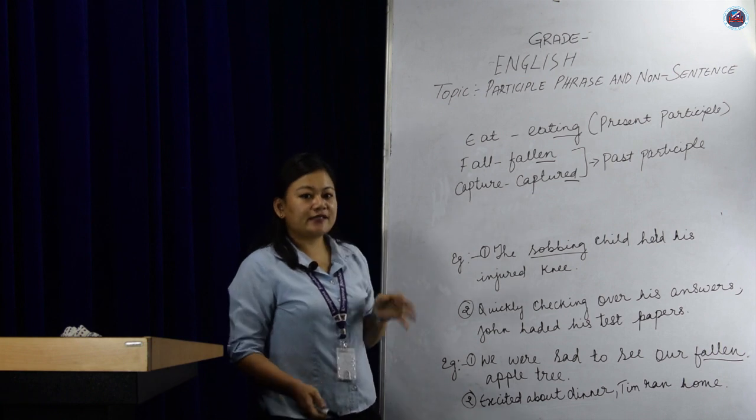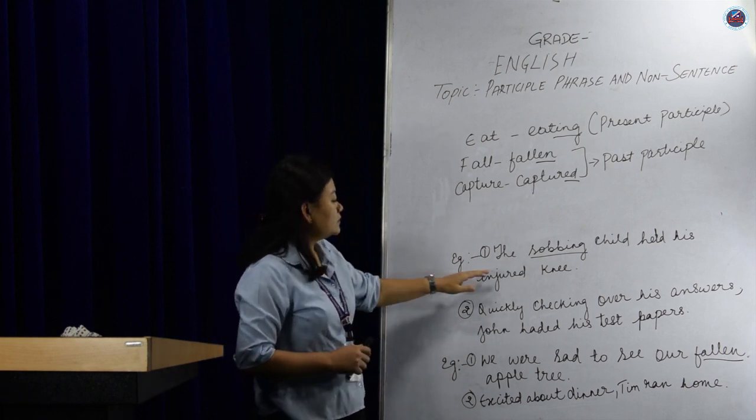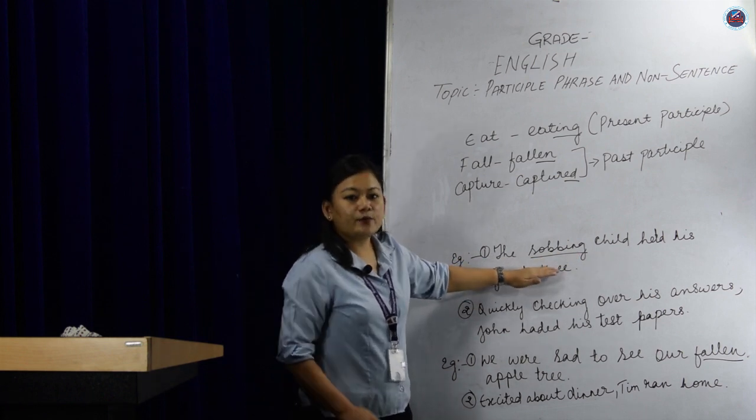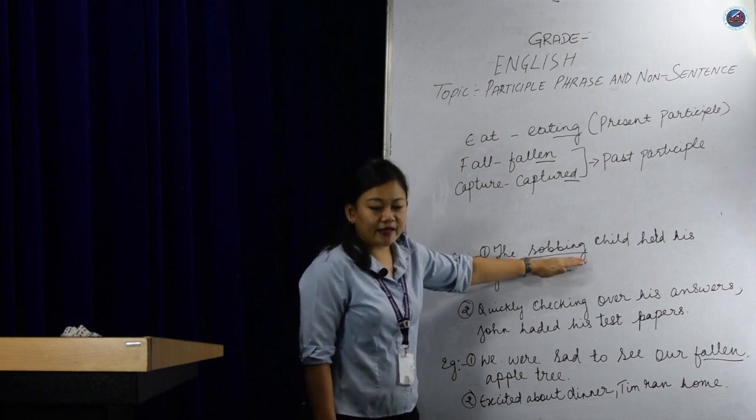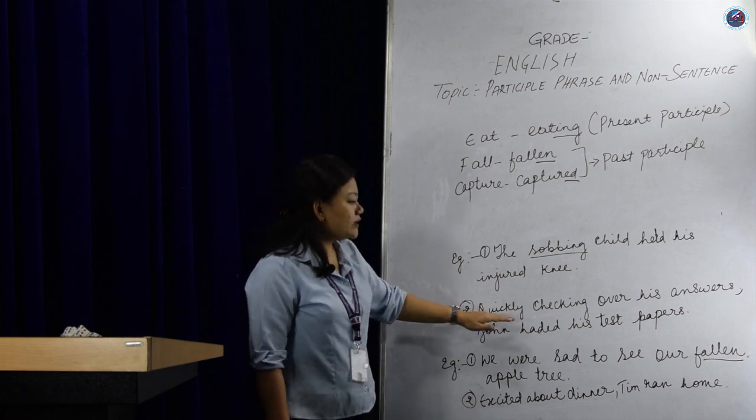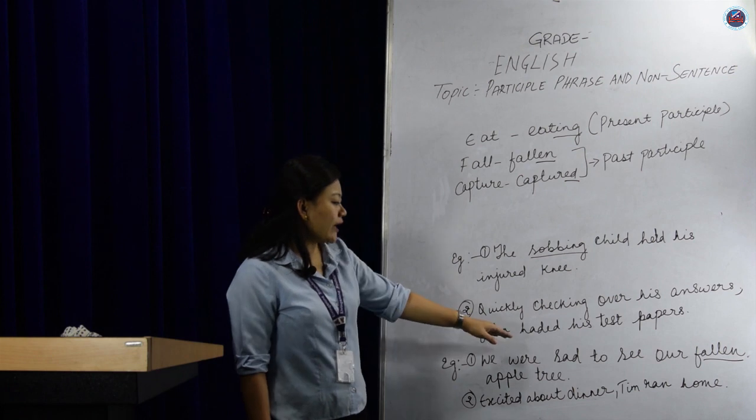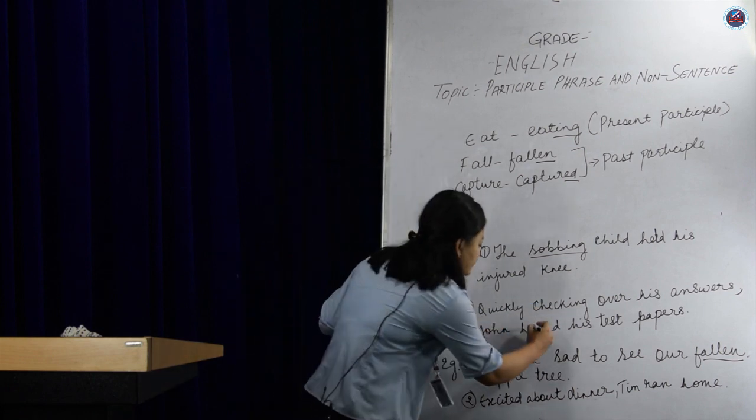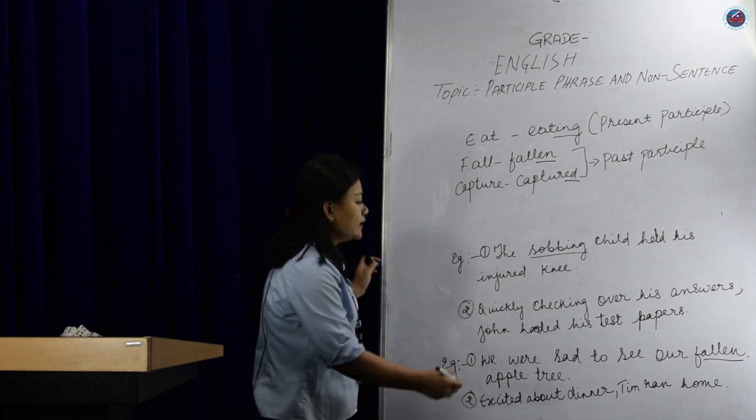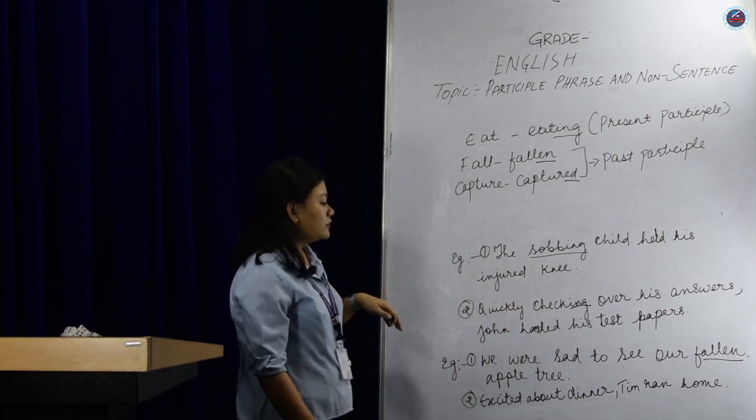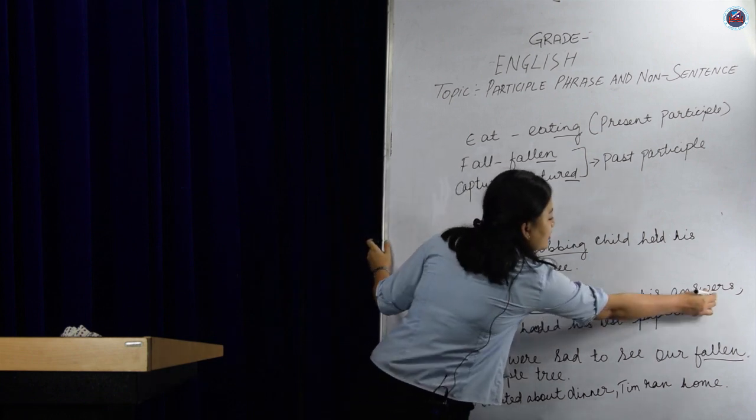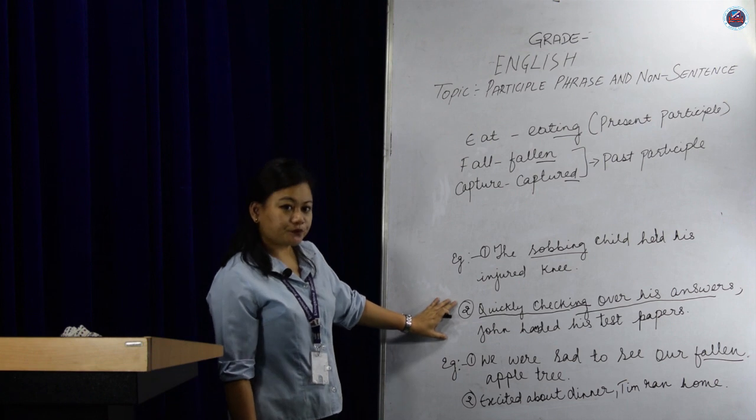So now, the example for present participles is: The sobbing child held his injured knee. Here, sobbing is the present participle since it ends with ing. Now let's look into the present participle phrase example. Quickly checking over his answers, John handed in his test papers. Now here, checking is a present participle since it has ing at the end of the word, and if you look at the phrase, it will be quickly checking over his answers. This is a present participle phrase.